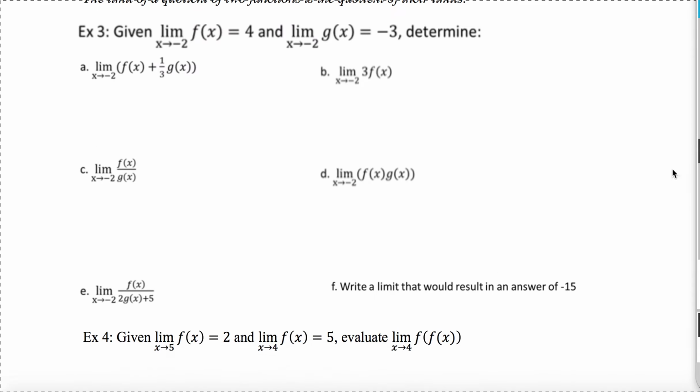Let's say that we're given some information about some limits here. We're given the limit as x approaches -2 of f of x, which is 4, and the limit as x approaches -2 of g of x, which is -3.